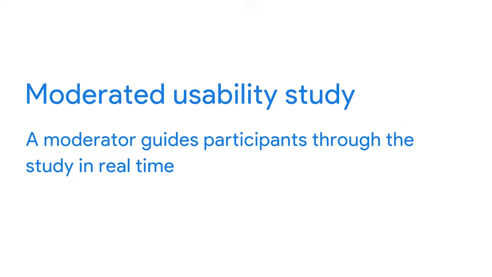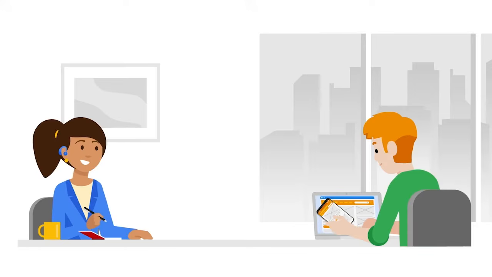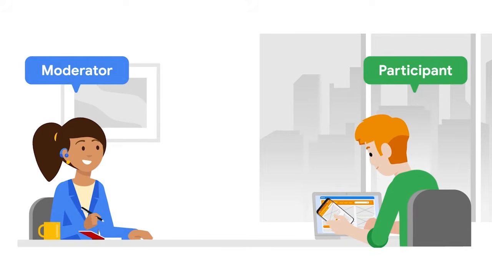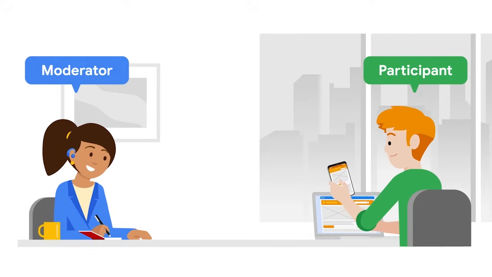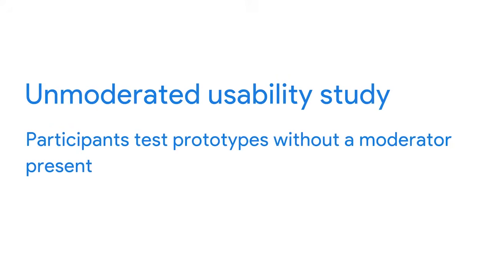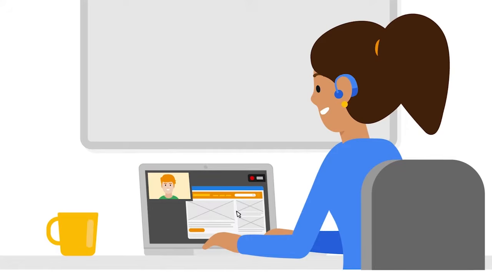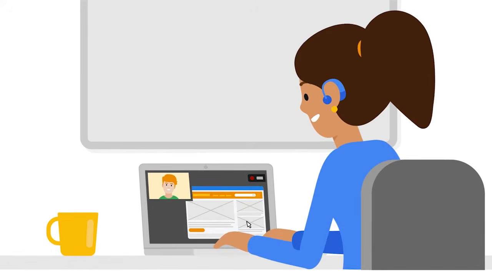There are 2 types of usability studies: moderated and unmoderated. In moderated usability studies, a moderator guides participants through the study in real time. The moderator in these studies asks specific questions, follows up in real time, and builds a dialogue with the participants. In unmoderated usability studies, the participants test prototypes without a moderator present. Usually, the study is recorded on video and the UX team reviews the footage after the study.